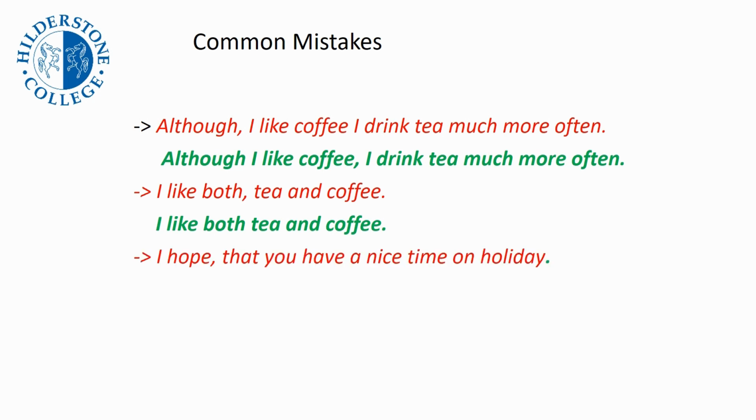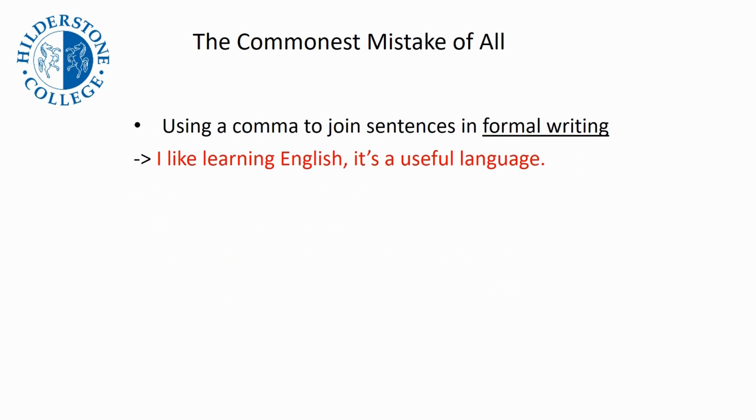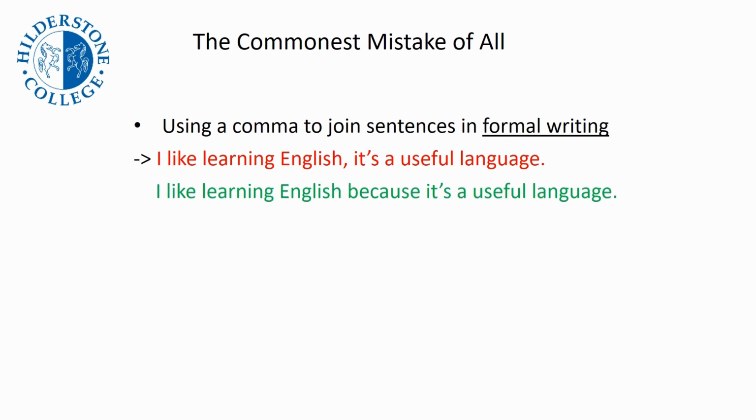And the last one. So you can see no comma before that. Okay. Now the most common mistake of all is in formal writing, where people write something like this: I like learning English, it's a useful language. And of course it should be, I like learning English because it's a useful language. Or you could use another conjunction there. You could even use and, actually. But in writing, you can't join sentences with a comma. It's okay in speaking, not in writing.